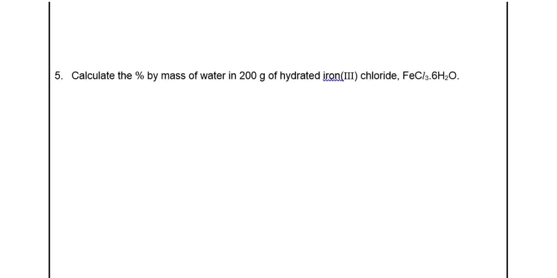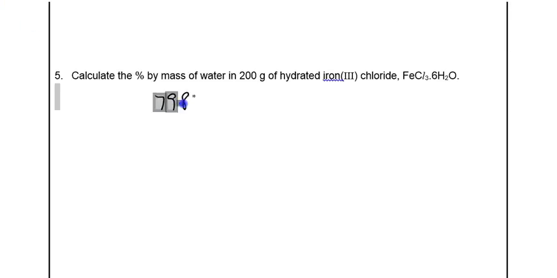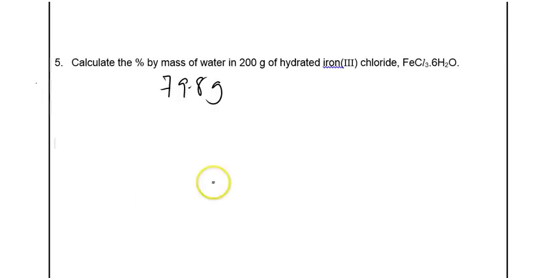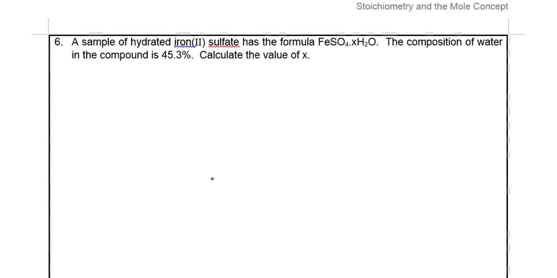Question number 5, you should get 79.8 grams for your water. And question 6, you should get the value of x as 7, if you got it right. So let's go through question number 6.